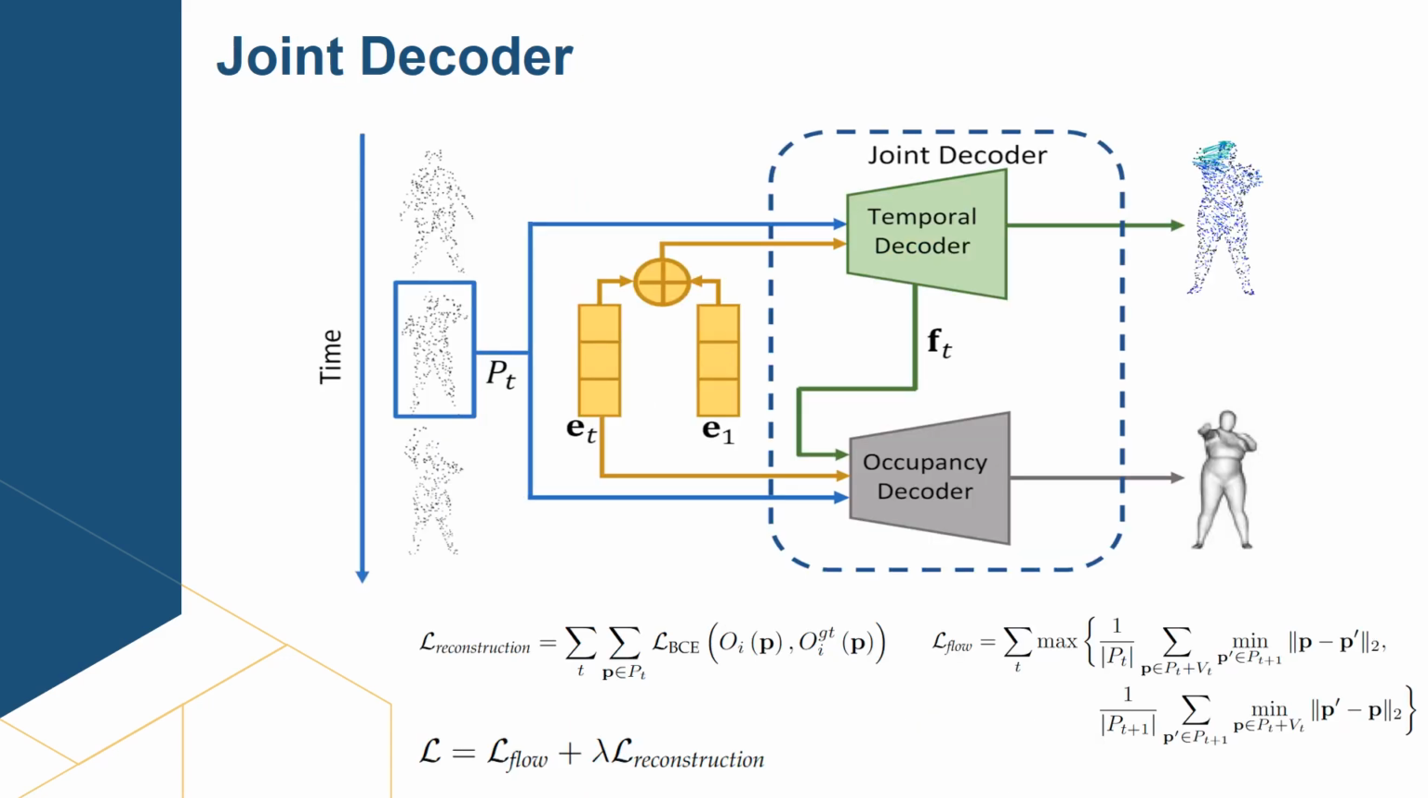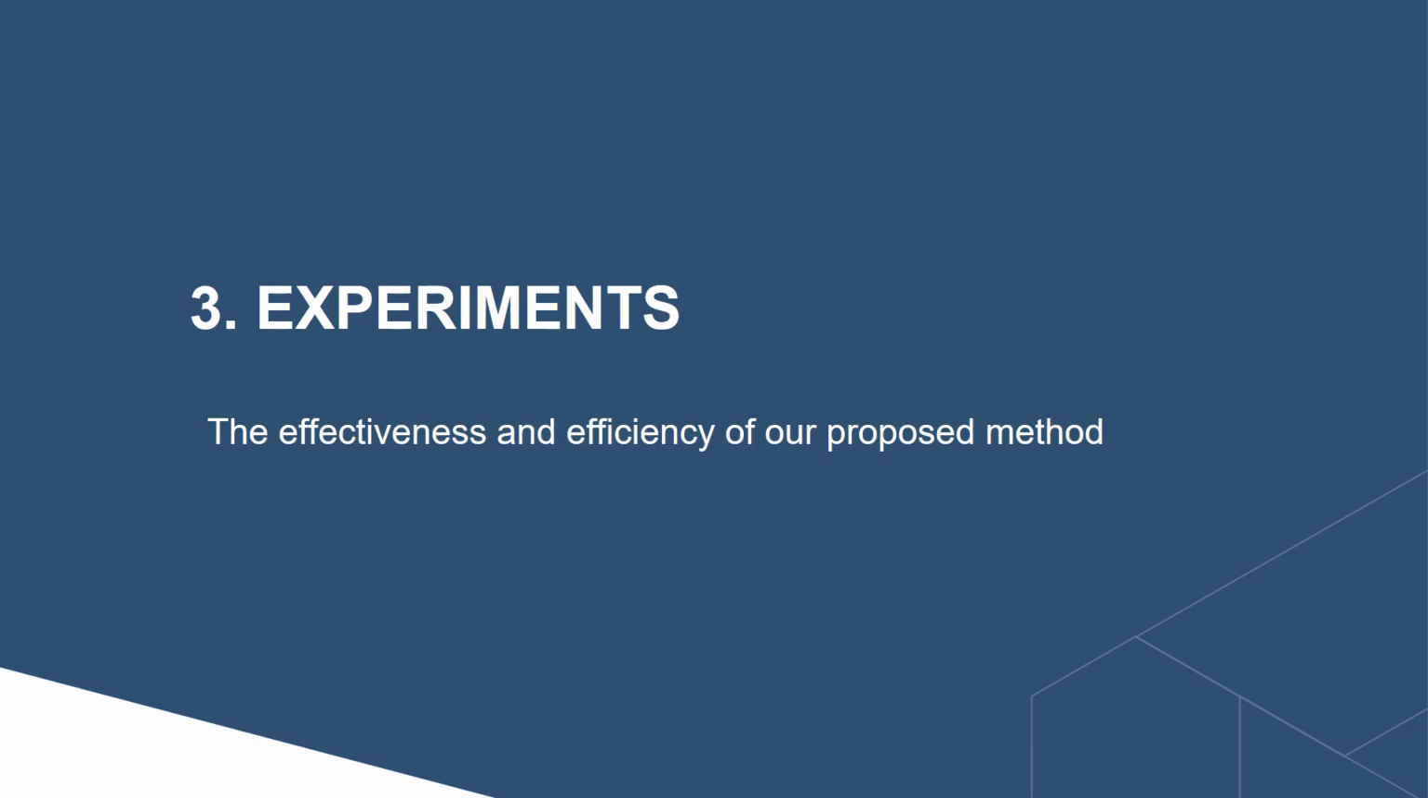The joint decoder takes a spatio-temporal representation E_t and the original point cloud sequence as input, then passes this input into two decoders to perform flow estimation and object reconstruction. Our RFNet-4D is trained by jointly performing two optimization processes: unsupervision for flow estimation and supervision for object reconstruction. Let's move to the next section, experiments.